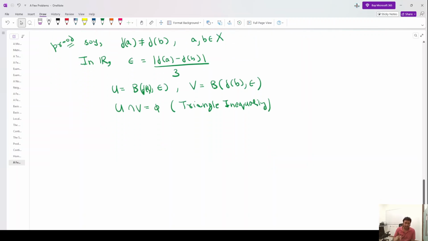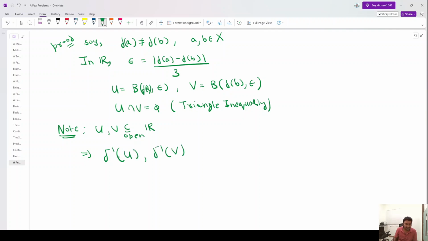So these are open sets, right? Where in R? So it means the pullback of these. So this contains A, this contains B. These are open in X.